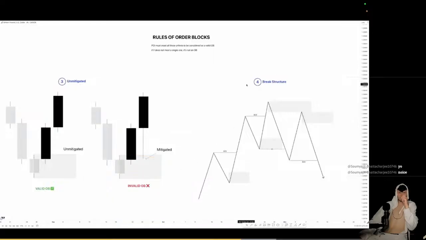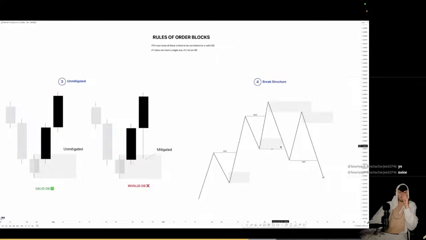And then the fourth criteria is that it must cause a break of structure or a market shift. Basically, it must break some sort of structure for it to be considered a valid order block. So in this case right here, this order block caused price to break structure, so it's valid. This order block caused price to break structure, it is valid. And then later on, this is the last higher low in a swing structure. And then price comes down there, breaks past the last higher low, creating our market shift.